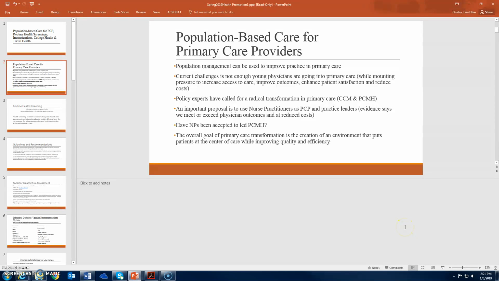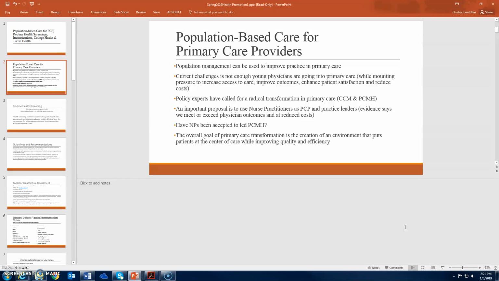Our author of the text says that population management can be used to improve practice in primary care. And they define this a little later on through the chronic care model and the primary care medical home. But let's just talk about, for a moment, the current challenges and what they mean to us as nurse practitioners.